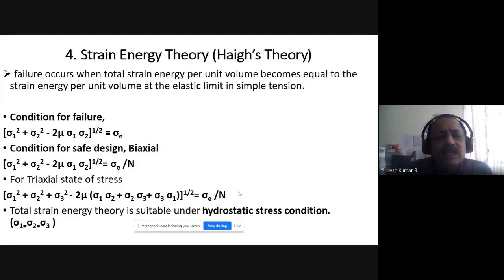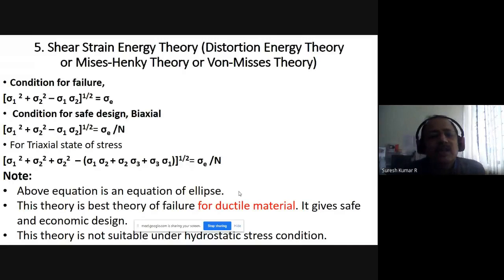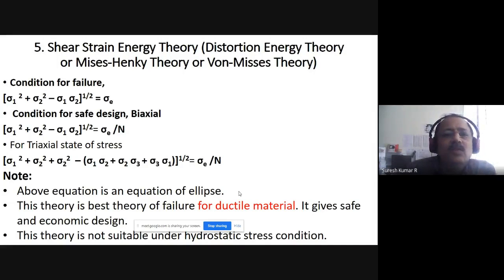This particular theory is especially applicable if hydrostatic stress conditions exist. That means all three principal stresses are equal. If they are not equal, then we have to go for the distortion energy theory, or von Mises theory.